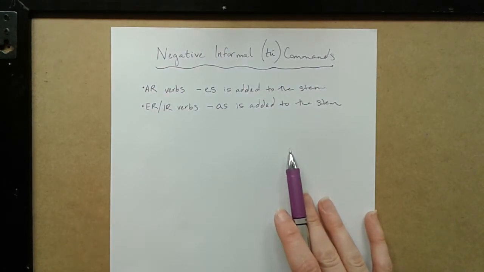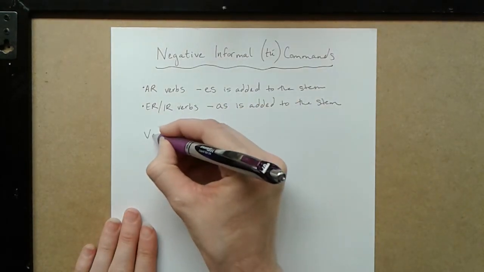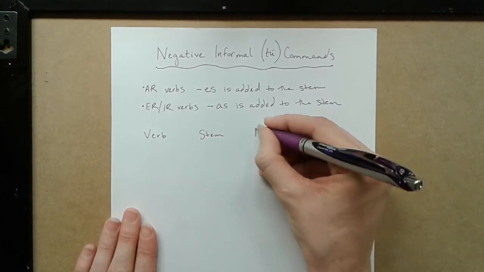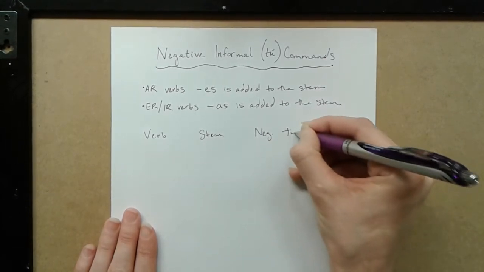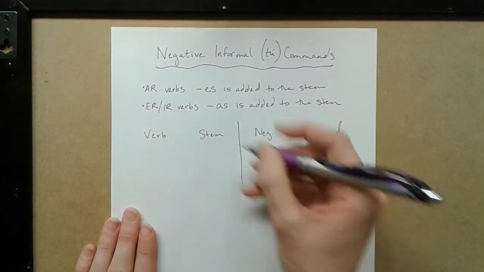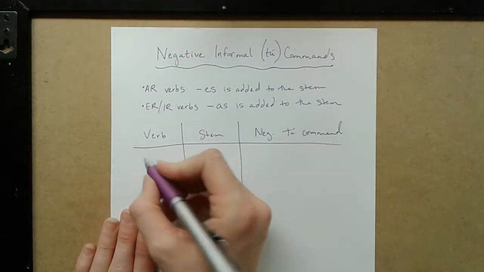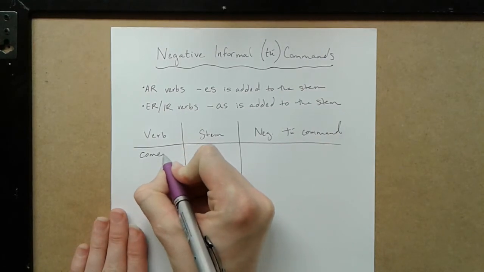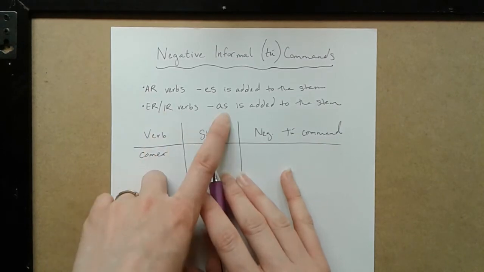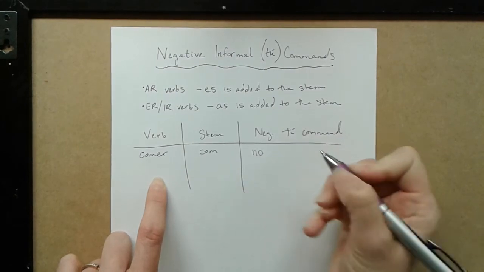All right, so let's look at what that might look like. So we have a verb, and we'll look at its stem, and then we'll look at its negative tú command form. We'll do this with 3 different verbs. Let's start with comer, to eat. Your stem is com. It's an ER verb, so we're looking at this ending. So also it's negative, so just add a no to the front.